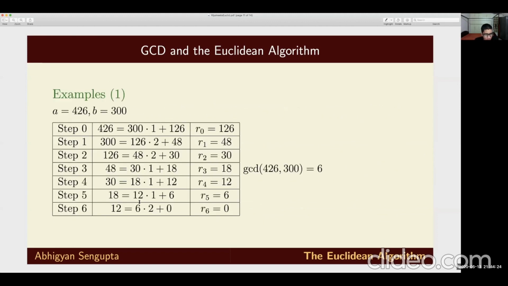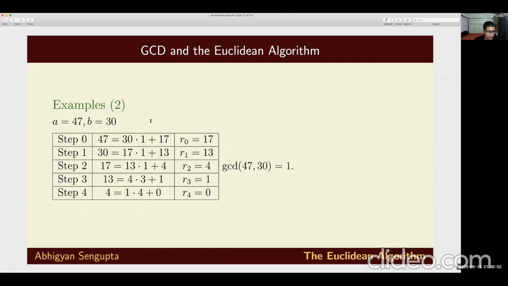Now, here are a few examples for the Euclidean algorithm. Let us take A as 426 and B as 300. Upon dividing 426 by 300, we get 426 is equal to 300 multiplied by 1 plus 126 in step 0, where 126 is the remainder. Similarly, we continue doing this till we get the last non-zero remainder, that is 6. And as we have seen before, 6 is the GCD of 426 and 300.